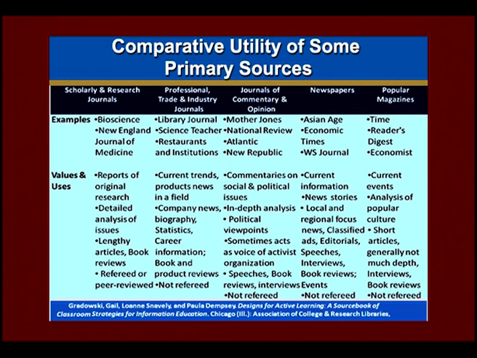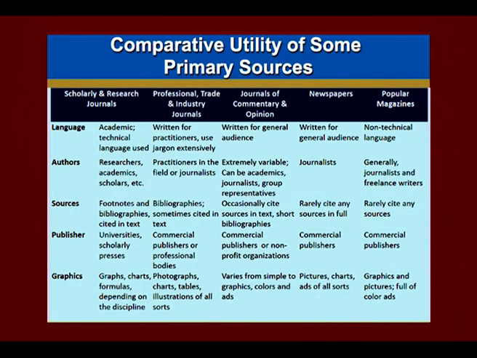Sources, if you see, footnotes, bibliographies, citation of each and every content is important there. In the journals, you will find bibliographies or cited text. Newspapers do not cite anything, and neither do popular magazines. Publishers are normally universities, or some scholarly presses, or maybe private or academic publishers, they publish scholarly journals. Trade journals are normally published by professional societies. Newspapers are published by different commercial publishers, and so are popular journals.